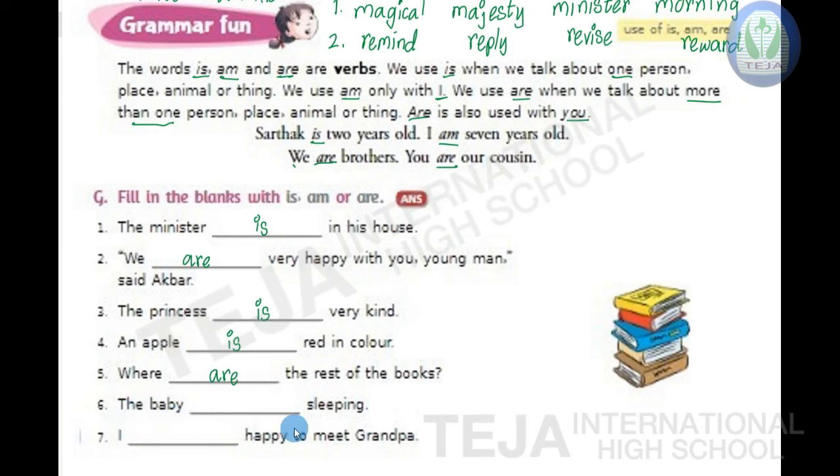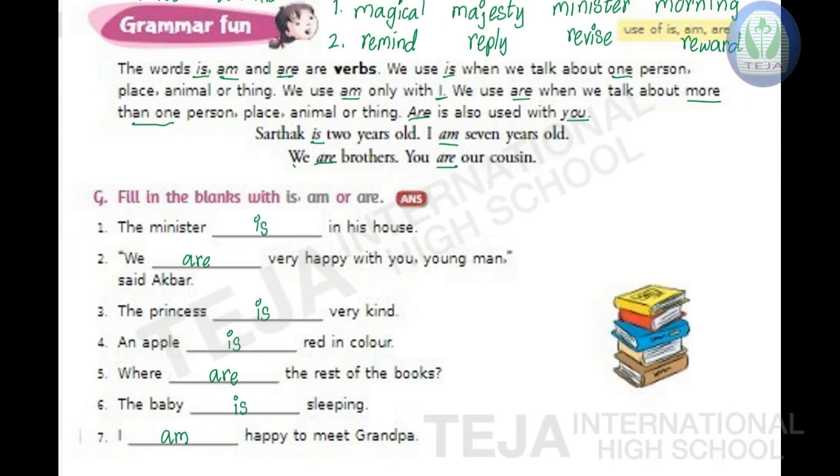Next, sixth one: The baby dash sleeping. The baby is a singular form. So the answer is is. The baby is sleeping. Now the last, seventh one: I dash happy to meet grandpa. So am is used along with I. So the answer is I am happy to meet grandpa.